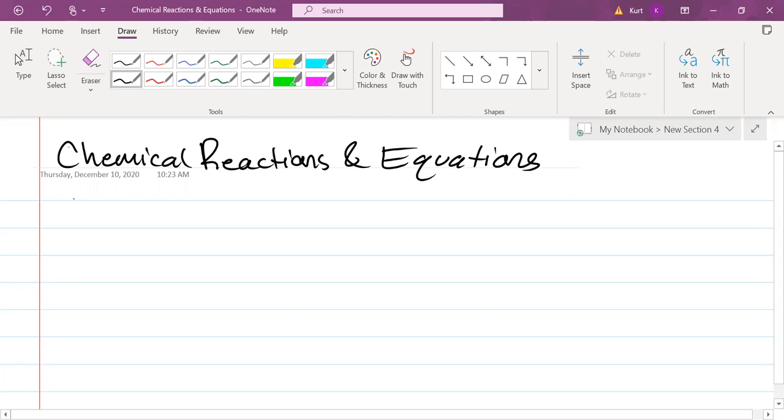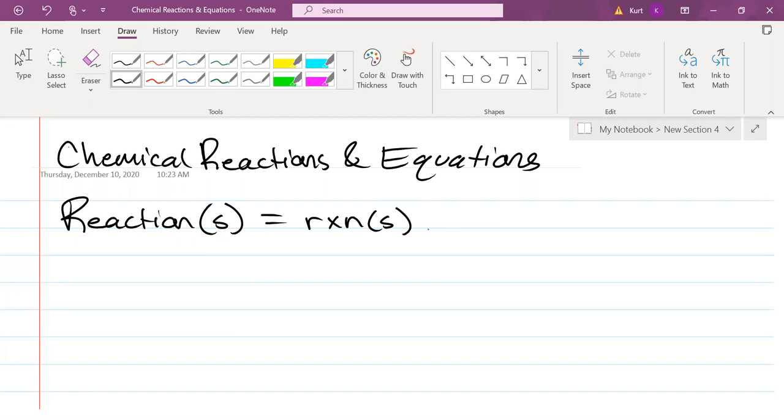Now, I want you guys to realize that in this class, in almost all of science, you can abbreviate reaction or reactions as RxN or RxNs. So if you ever see me do that, it just means reactions. And what does GOVT stand for? What does PHS stand for? What does USA stand for? We can abbreviate things. So in this class, just to save maybe a fraction of a second, we just write RxN to be reaction. So whenever you see me do that, that is what that means, okay?